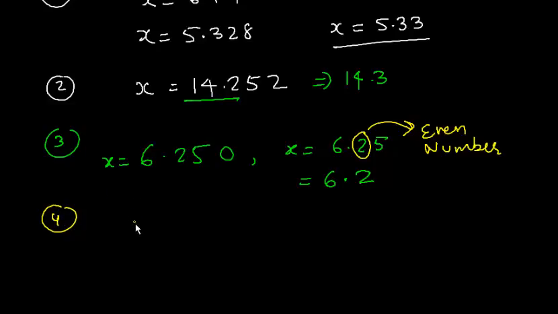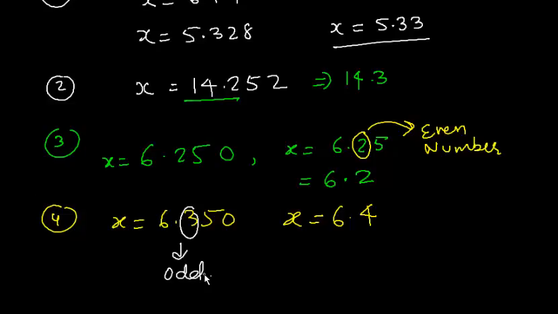But however, if it is x is equal to 6.350, then x will be 6.4 because here 3 is an odd number. Then we will increase this by 1. So let me repeat again this rule number 4, that if the digit to be dropped is 5 or 5 followed by 0, then the preceding digit is raised by 1 if it is odd.